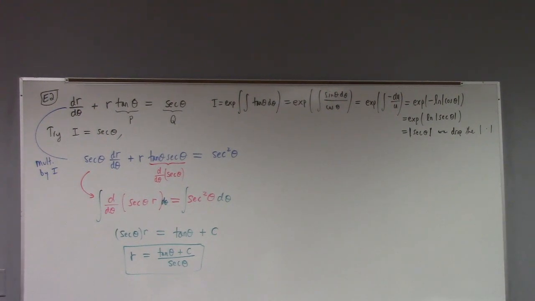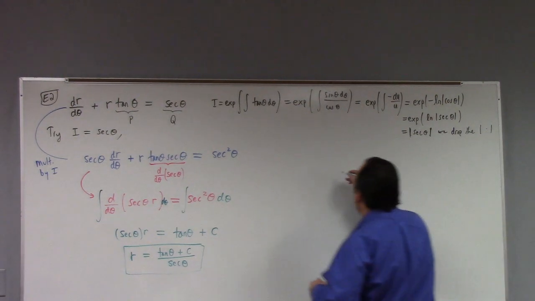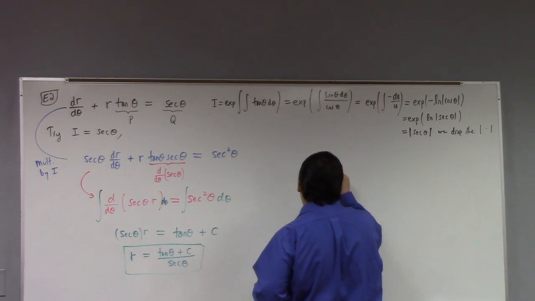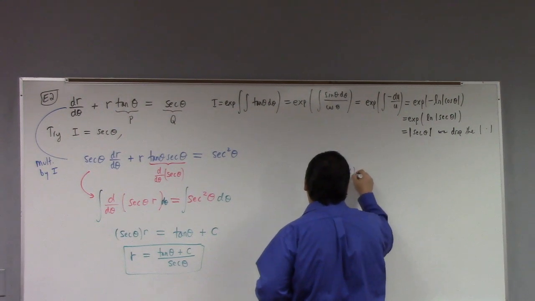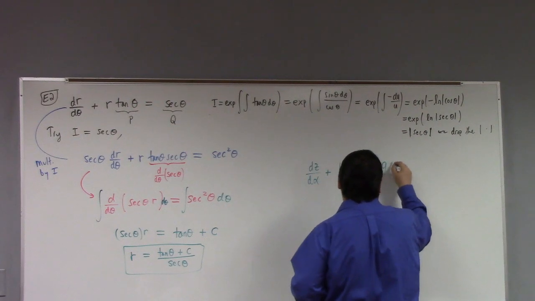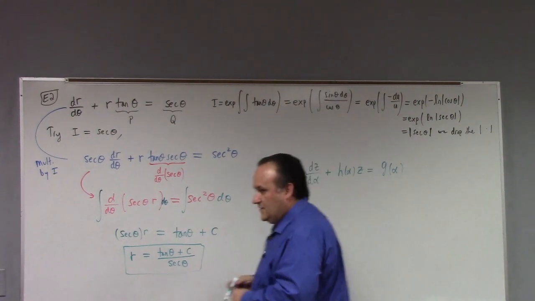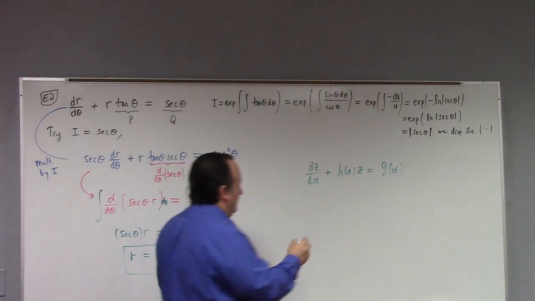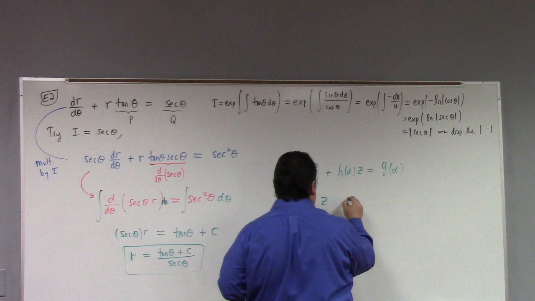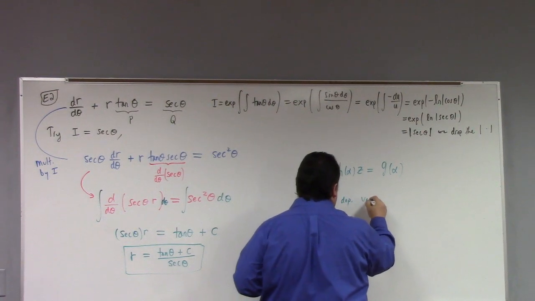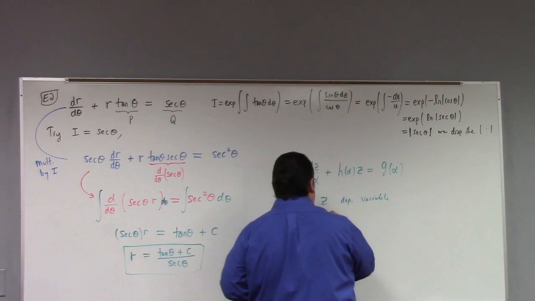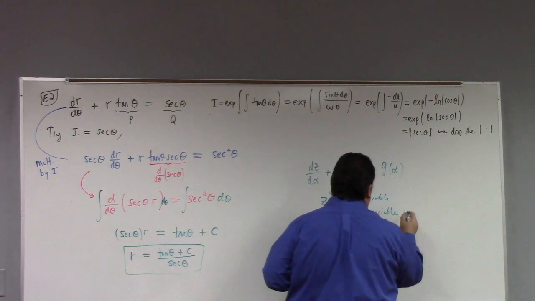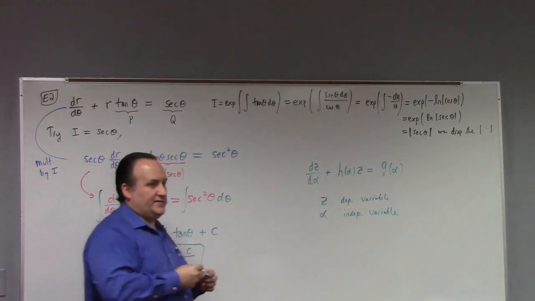Now, it doesn't have to look like that, right? It could look like dz d alpha plus h of alpha times z is equal to g of alpha. This is a differential equation which is linear. The dependent variable is z, alpha is the independent variable. In this context, what would you make your integrating factor to solve such a problem?